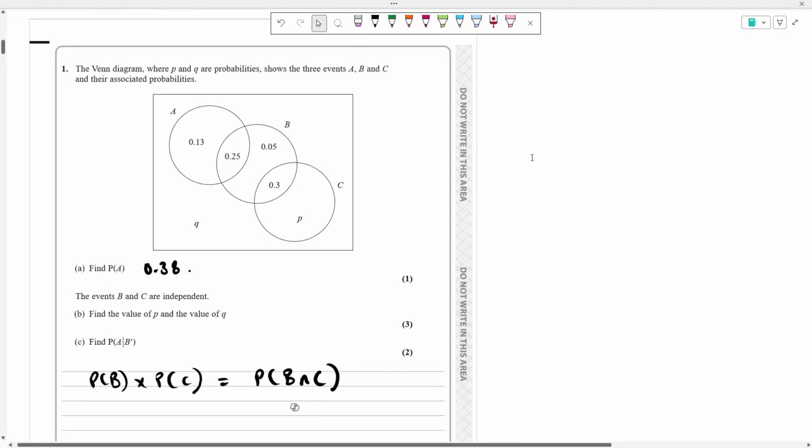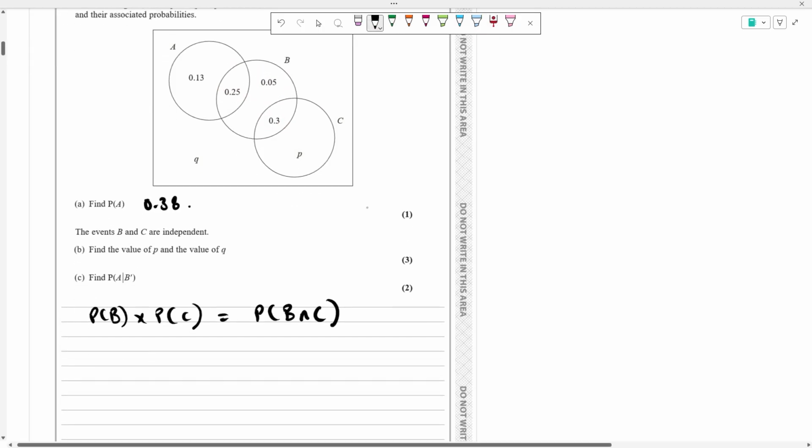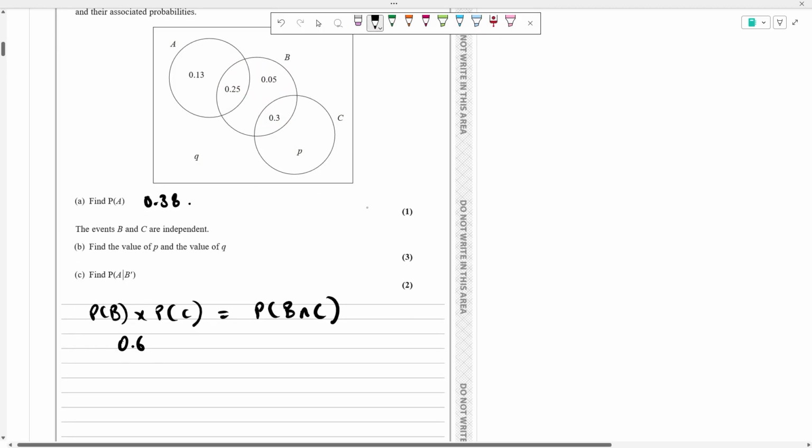Well, probability of B is all of this circle here. And that's going to be 0.25 plus 0.05 makes 0.3. And I add this together, this makes 0.6. You can add that in your calculator, and that should give you 0.6 for probability of B.